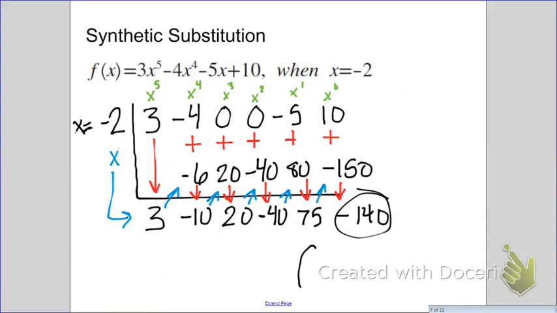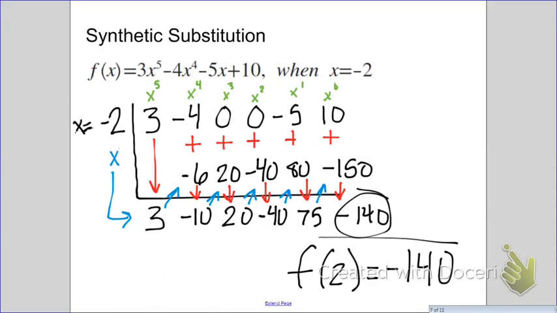So when you plug in -2 into that function up there, you get -140.